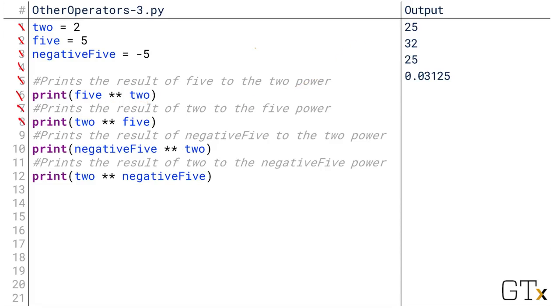If we reverse those numbers as we do on line 8, we instead get 2 to the 5, which is 32. Exponentiation works with negative numbers as well. If we square -5, our result is still 25, because squaring a negative makes it positive, or a negative times a negative is a positive. We can also use negative exponents like we see on line 12. 2 to the -5 equals 0.03125, which is the equivalent of 1 over 32, or 1 over 2 to the 5th.